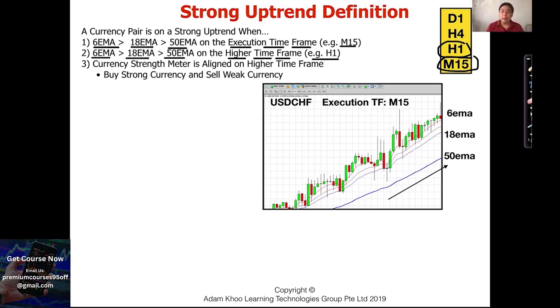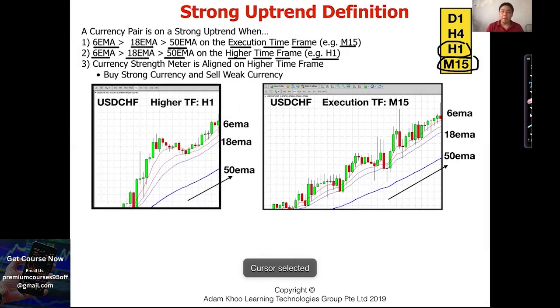So over here, we're going to see that dollar franc on both the M15 as well as the H1 time frame, on both time frames, you must see a clear uptrend. Again, the 6 EMA above the 18 EMA and the 18 above the 50 EMA. All right, so this must happen on both time frames. You're going to see that same pattern of moving average sloping up, smallest moving average to the biggest moving average.